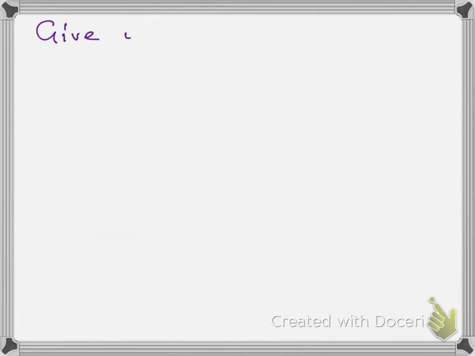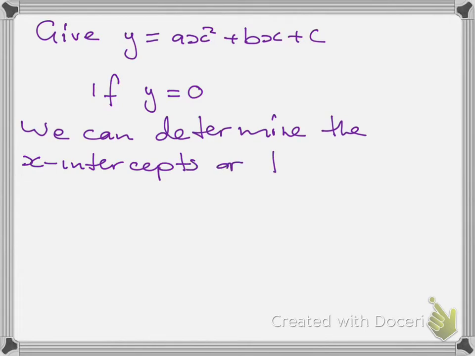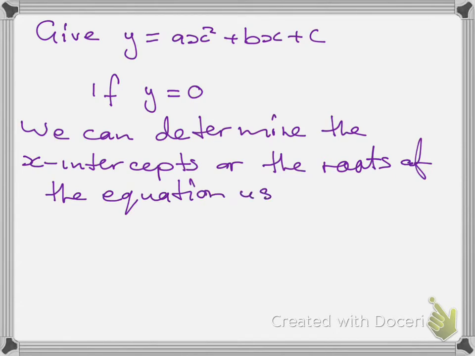Right, so let's say you are given y equals ax squared plus bx plus c, and they tell you to find the value of x when y equals 0. To do that, we use completing the square, and then we find the quadratic formula. So we can determine the x-intercepts of this parabola or quadratic equation. The x-intercepts are also termed the roots of the quadratic equation.